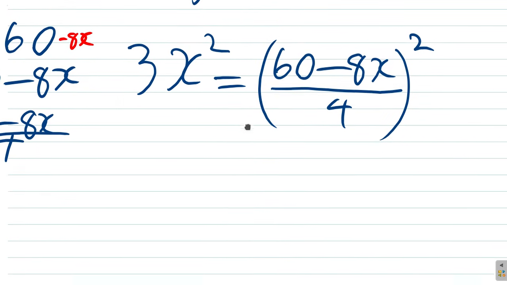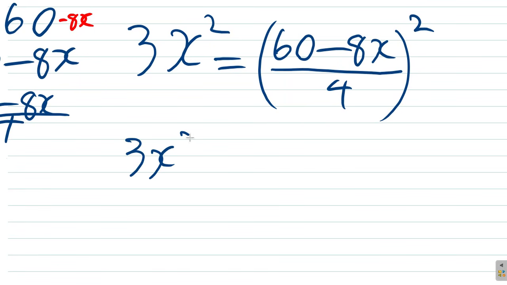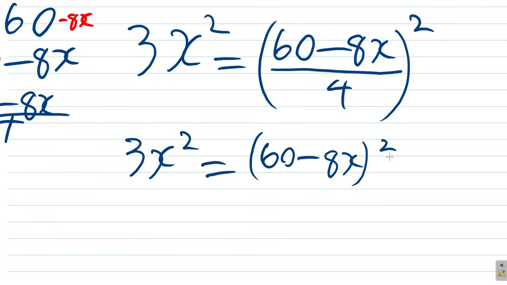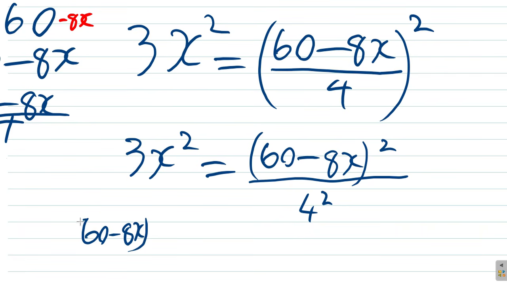So we have 3x squared is equal to. Now, when you have it like this, remember, you can separate the two parts. So you have 60 minus 8x squared over 4 squared. When you have one term divided by another and everything is squared, you can just say the top squared over the bottom squared. Now remember, one misconception here you should avoid. You see 60 minus 8x all squared. It is not equal to 60 squared minus 8x squared. It's not that. That's wrong. Alright? So don't try that.